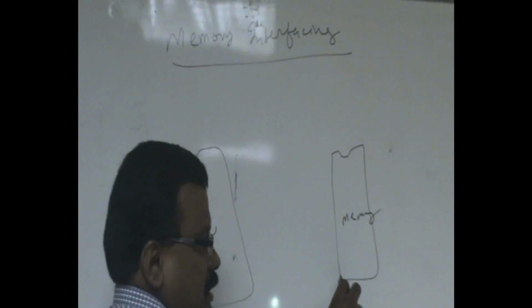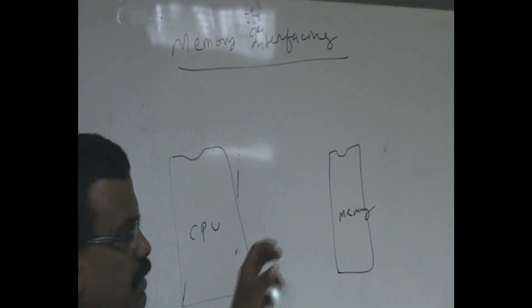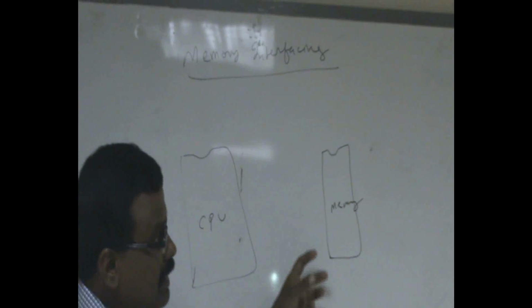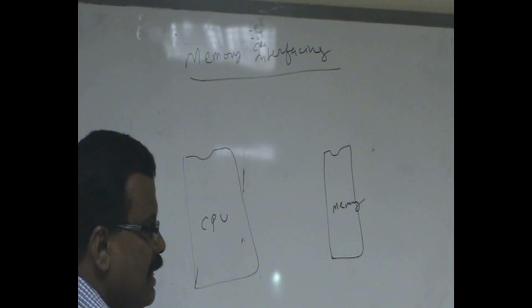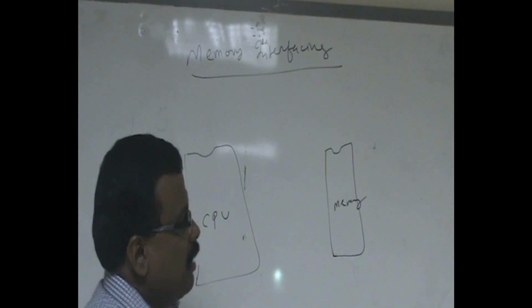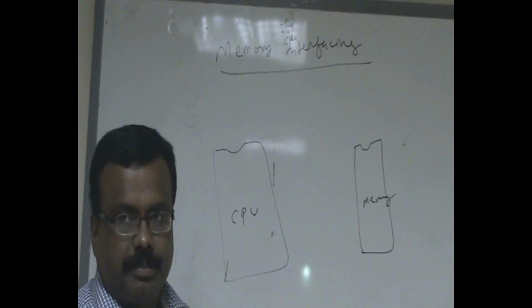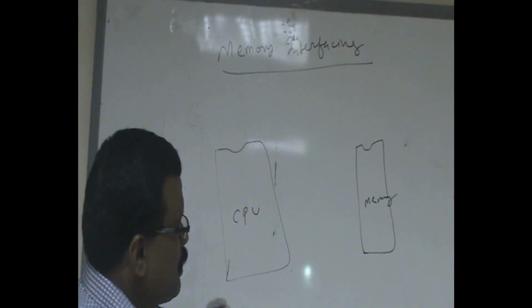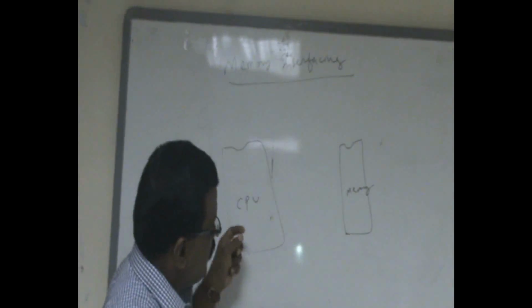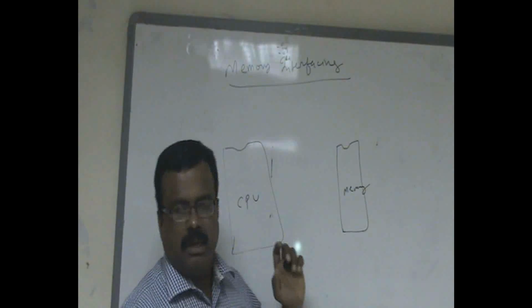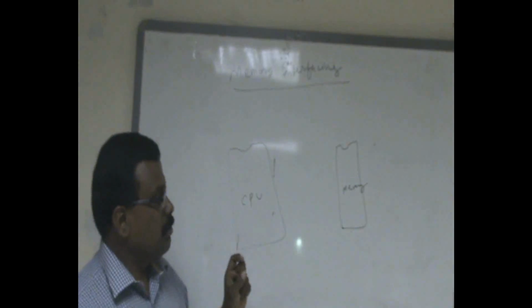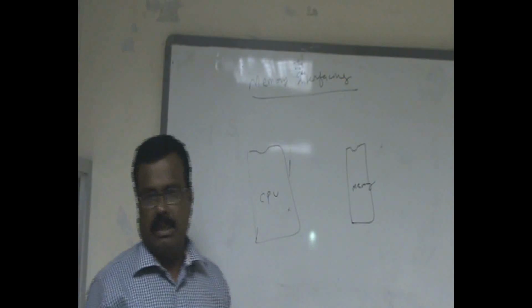Now this memory IC requires some signals. Whenever we want to write something into the memory or read something from the memory, it expects some signals like read bar, write bar, chip select signal, etc. Similarly, whenever the CPU wants to read something from the memory or write something into the memory, it will initiate some signals.